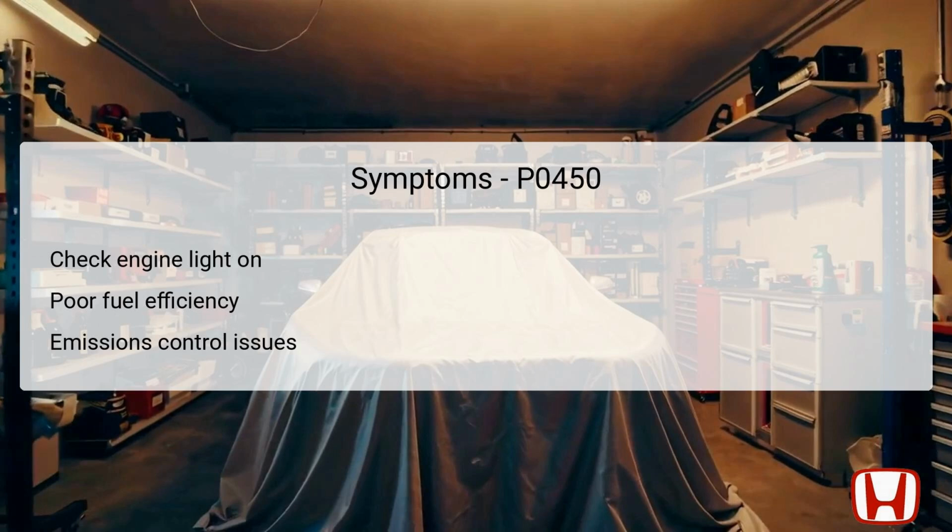When DTC P0450 is present, drivers may notice various symptoms indicating a problem with the FTP sensor or the EVAP system. The most common sign is the illumination of the check engine light on the dashboard, signaling the need for immediate diagnostics. Additionally, the vehicle may experience poor fuel efficiency, as the ECM might miscalculate fuel delivery due to incorrect pressure readings. This malfunction may also lead to increased hydrocarbon emissions, potentially causing the car to fail emissions tests, which can lead to regulatory issues and poor environmental impact.